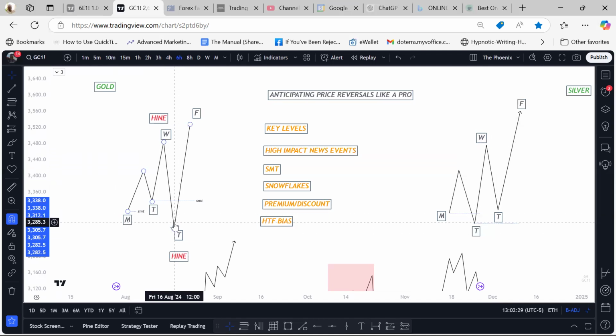On Thursday, we see something similar where price trades below Monday and Tuesday's low on gold, but on silver, it fails to do the same. That's our cracking correlation or a divergence. This is our signal to look for an entry. We use the same criteria.